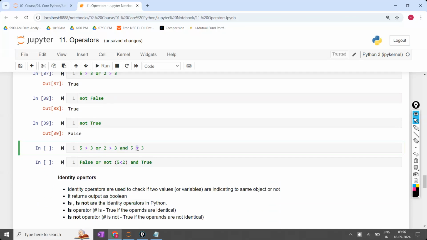Here you have one comparison operator, a logical operator, a comparison operator, a logical operator, and again a comparison operator: 3 comparison operators and 2 logical operators. Which one has to be given top priority? Comparison operator. 5 greater than 3, what is the output? True. Write this one. And, sorry, not and, or. Next one, 2 greater than 3. False. And 5 greater than 3. True. You have it like this. So the comparison operators' story is over.